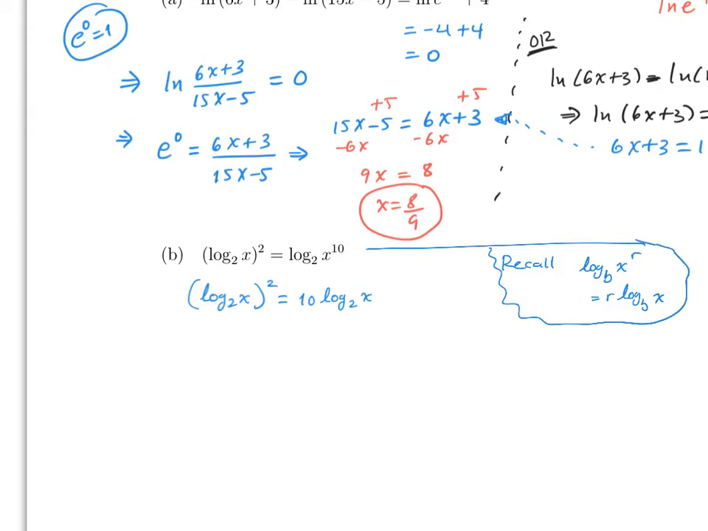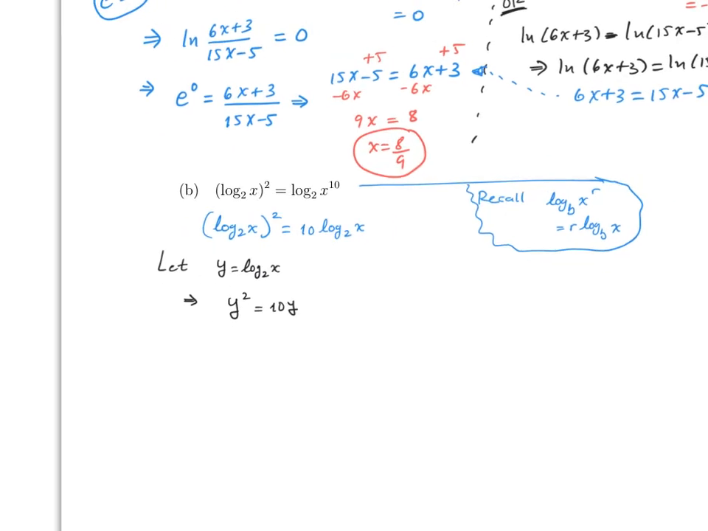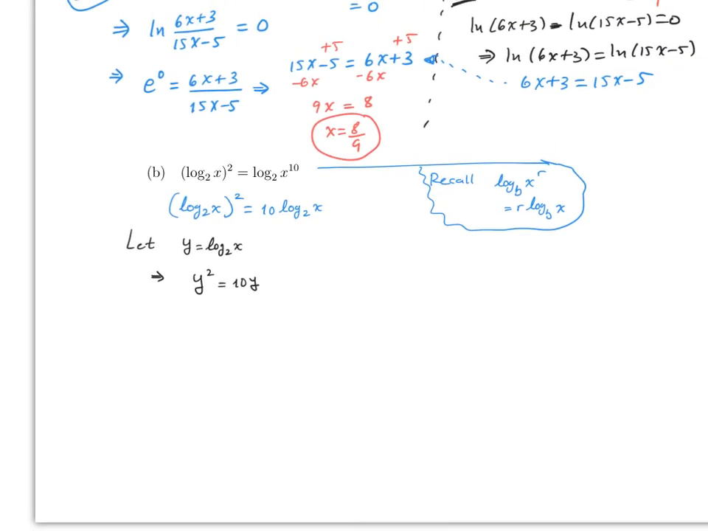These properties of logs are also very, very important if you want to study calculus, pre-calculus, and stuff like that. Now, the equation looks pretty weird, and you can solve it straight from there. But it will be easier to make a small substitution like this. So let y equal log 2 of x. So if that's the case, we now have y squared is equal to 10y. And you can see right away that this looks much friendlier.